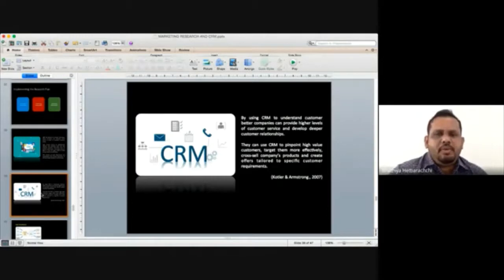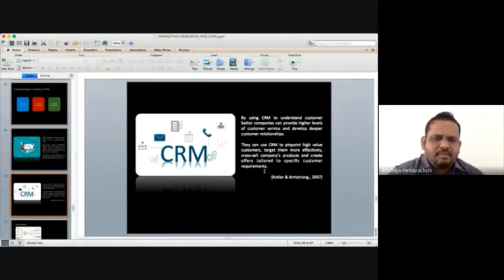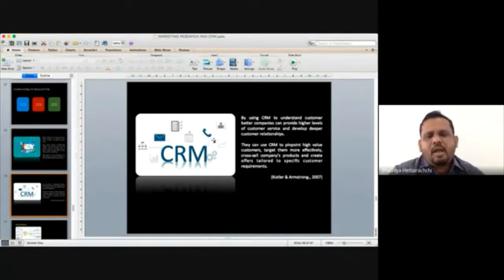Right, so if you really look at CRM, by using CRM to understand customer better, companies can provide higher value of customer service and develop deeper customer relationships. So that is the fundamental truth when it comes to CRM, right? They can use CRM to pinpoint high value customers, target them more effectively, cross-sell companies' product, and create offers tailored to specific customer requirements. So CRM has a strong link between marketing information.